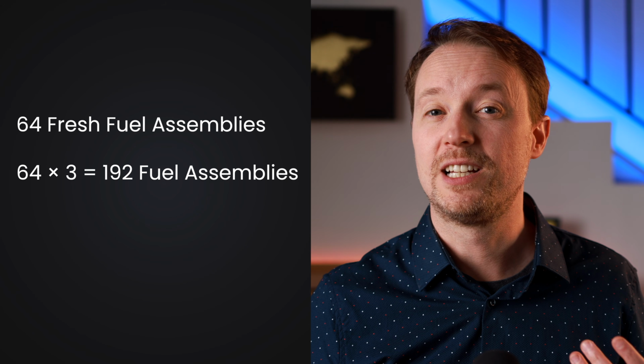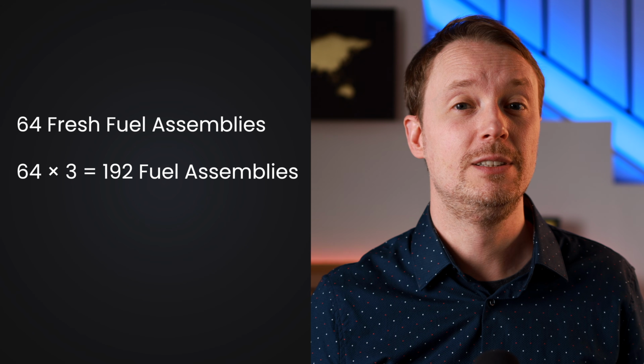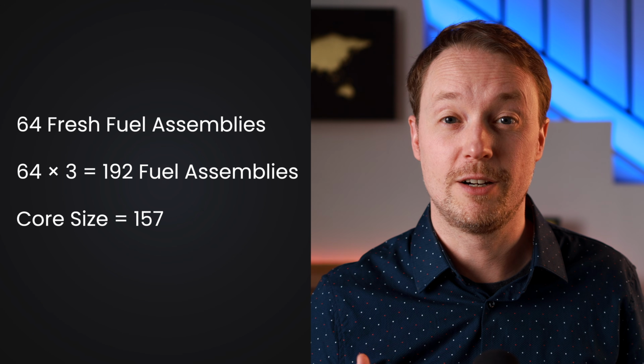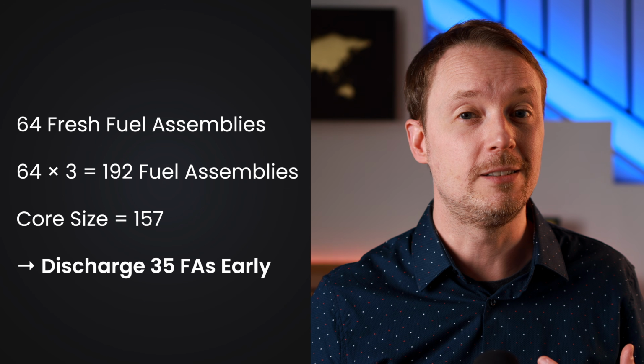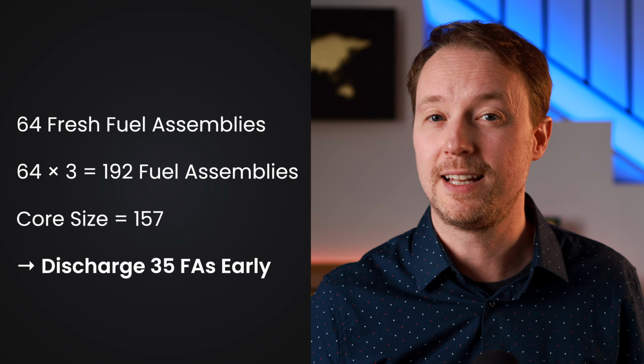For example, if we loaded 64 fresh fuel assemblies every cycle and wanted all of them to go through all 3 cycles, that's 64 times 3, or 192. But the core only has space for 157 fuel assemblies. So we'll have to discharge some of them early before they reach that final 3rd cycle.